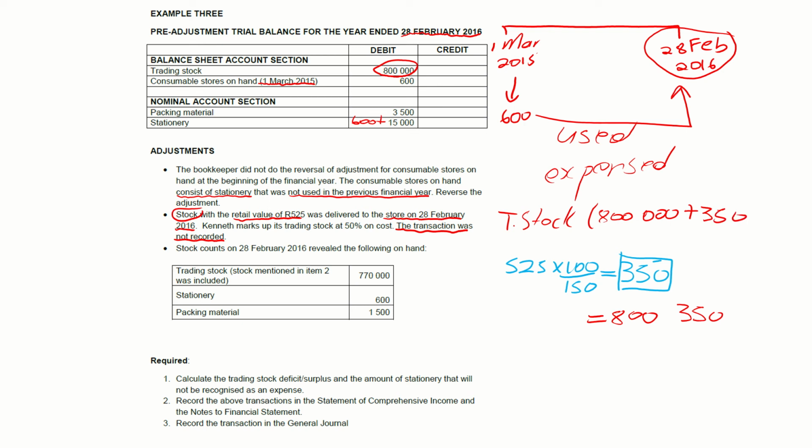Then we're going to go to point number 3. Point number 3 gives us that trading stock, and in brackets they said stock mentioned in item 2 was included in this 770. That 770 is our trading stock balance as per stock count on the 28th of February 2016. That is what we have in our warehouse.